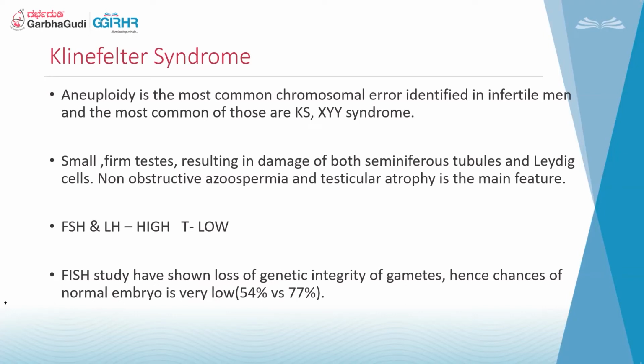So here the FSH and LH levels will be high, and the testosterone production is not, so it will be very, very low. So we can do a FISH test study to show loss of genetic integrity of the gamete, and hence the chances of a normal embryo here are very, very low. So it is important that we do genetic counseling in these diagnosed patients, so that we can inform them completely about the cause of infertility, and if they go ahead with any form of ART, what will be the chances of the progeny having the same problem.